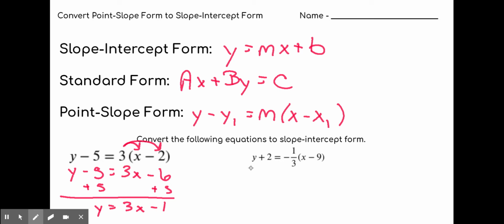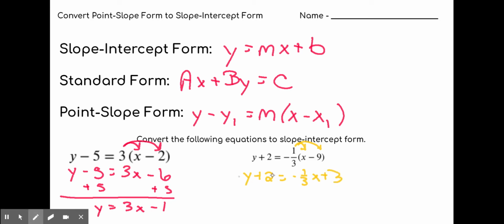All right, the next one, I have y plus 2 equals negative 1/3 times x minus 9. I'm going to do the same thing. I'm going to copy the left-hand side. I'm going to distribute the 1/3. Negative 1/3 times x is negative 1/3 x. Negative 1/3 times negative 9. We could do that in our calculator, or we just know that that is positive 3. 1/3 times 9 is 3.